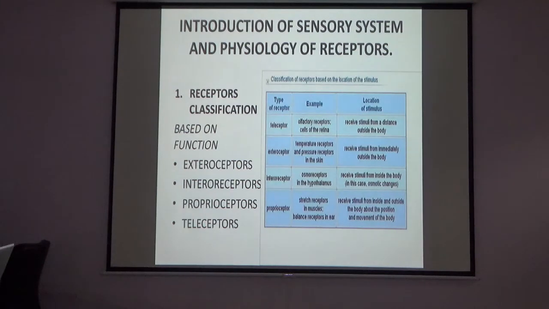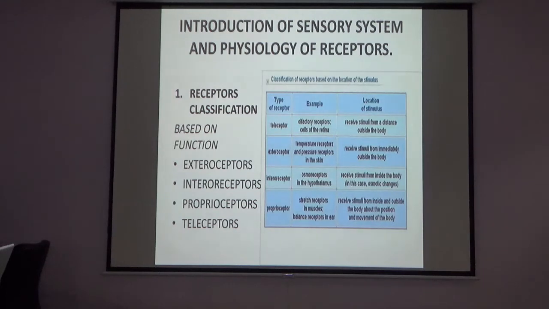And then third thing about receptors, they are specific for a particular stimulus. The form of energy to which the receptor is most sensitive is called adequate stimulus. Example, light for rods and cones of retina. You are already going through this chapter in eye. These are the properties of receptors.